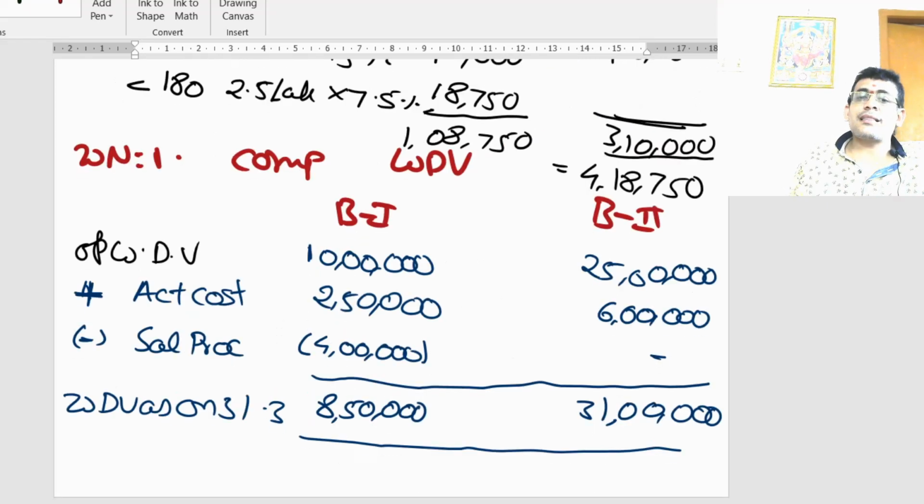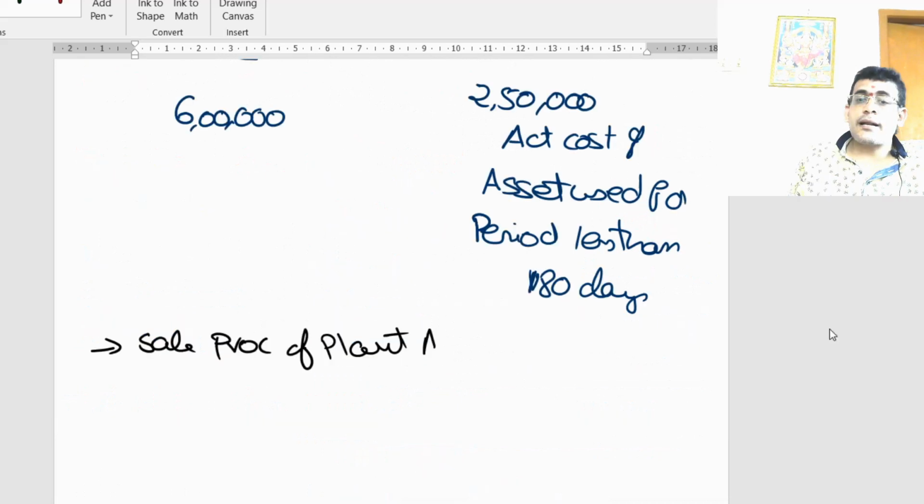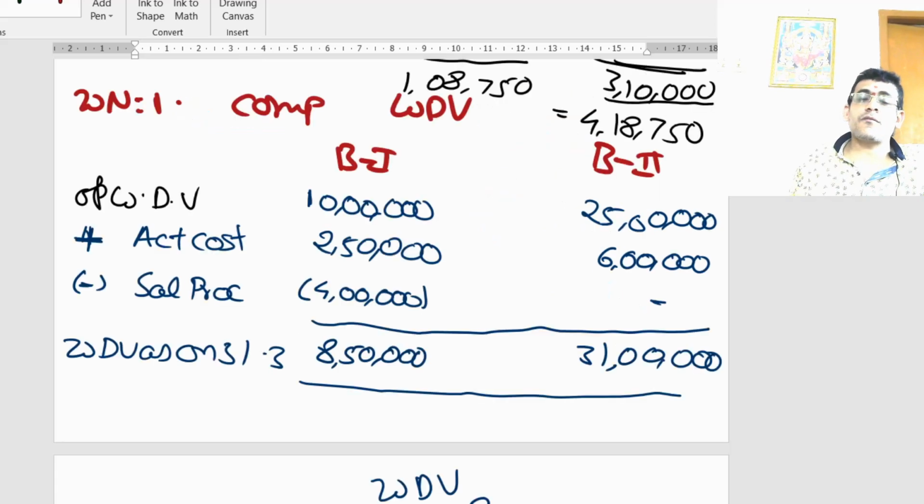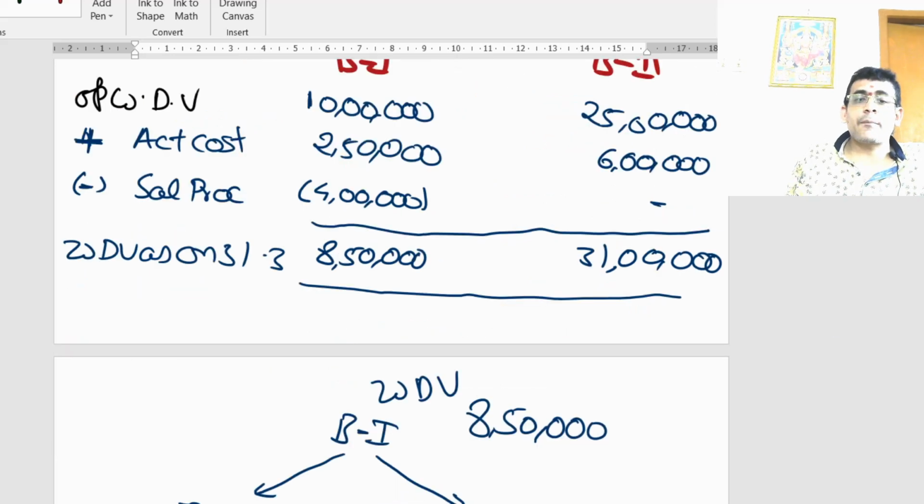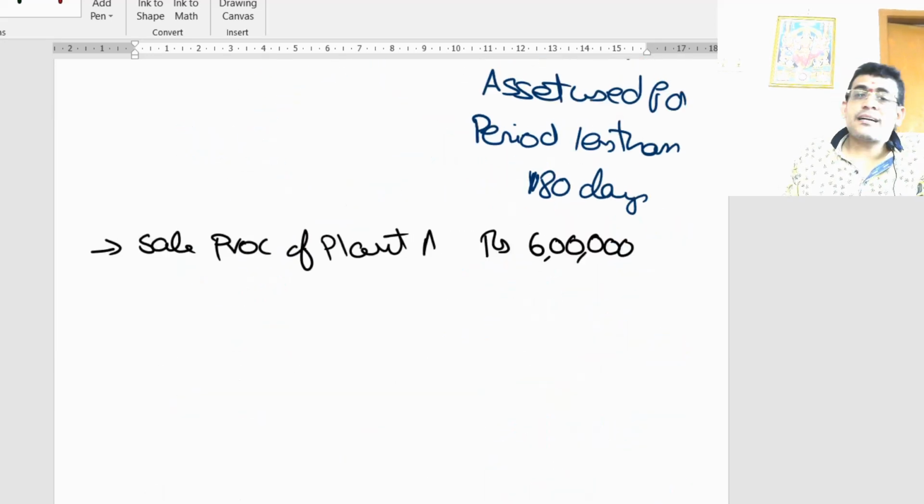Now if you sell that for more consideration, let us consider sale proceeds of plant A as rupees 6 lakhs. Then what will happen? Everything remains the same. Rest of the things remain the same. Now sale proceeds of plant A is 6 lakhs. Then ultimately what will happen? WDV is going to change. In this case, how do I calculate the WDV? Let us quickly calculate your WDV.